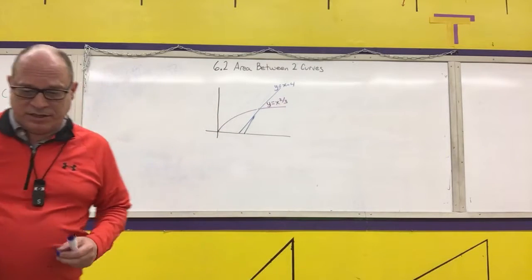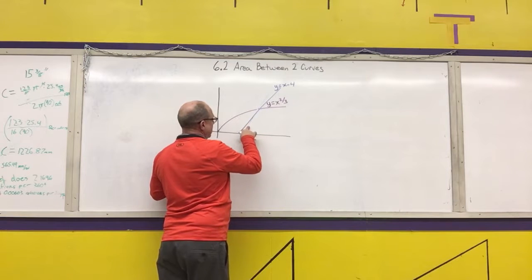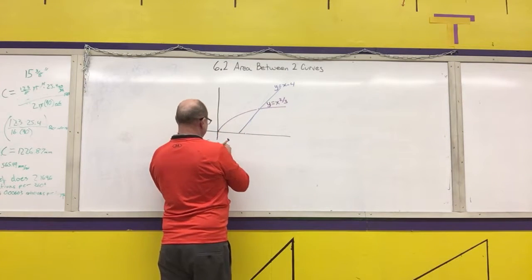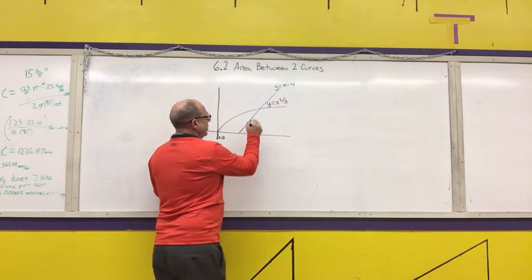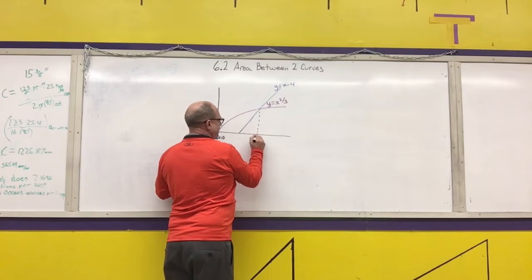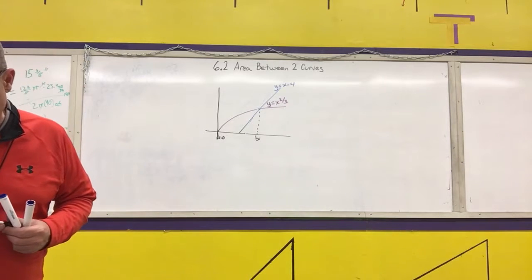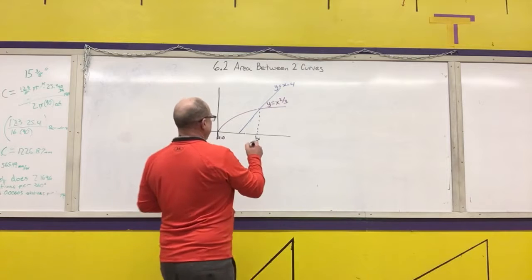And if I wanted to know the area of the region between here, we're going to call it 0. So A is equal to 0. And B, well, B is when those 2 things intersect, and that would be at the point 8, 4.